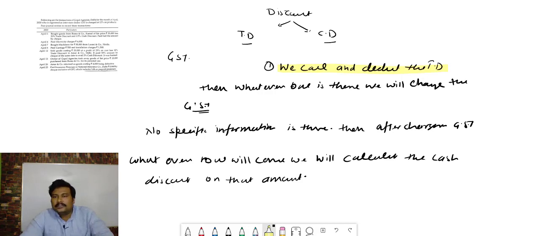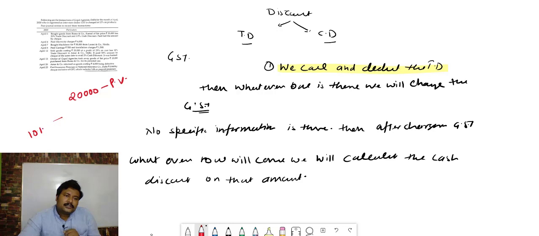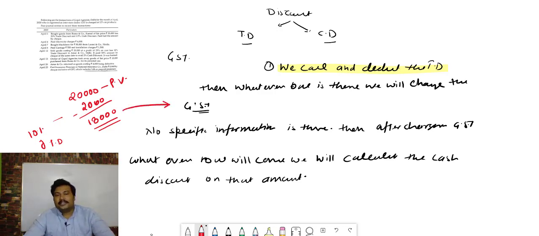When we are calculating and deducting the trade discount, a balance will come. Suppose 20,000 is the purchase value and trade discount is 10%. 10% of 20,000 is 2,000. So deduct 2,000 rupees, 20 minus 2 is equal to 18,000. Now 18,000 is the amount on which we will charge the GST. Suppose GST is at the rate of 5%.